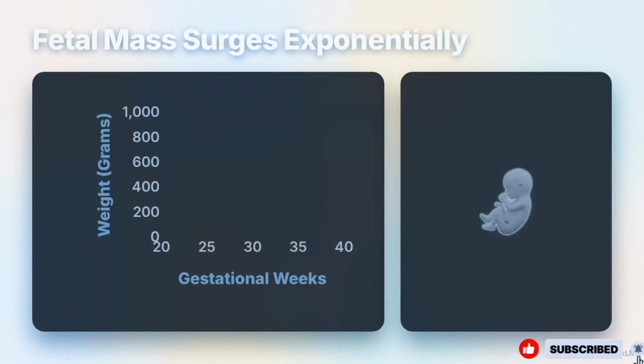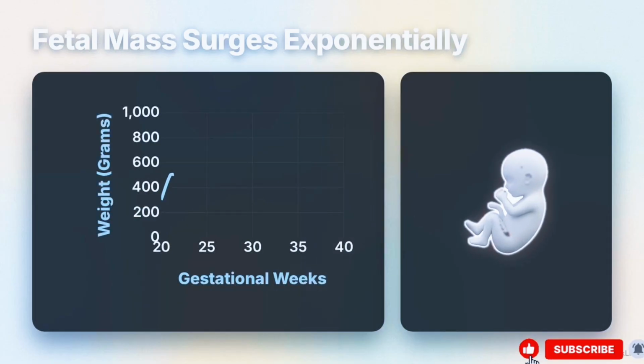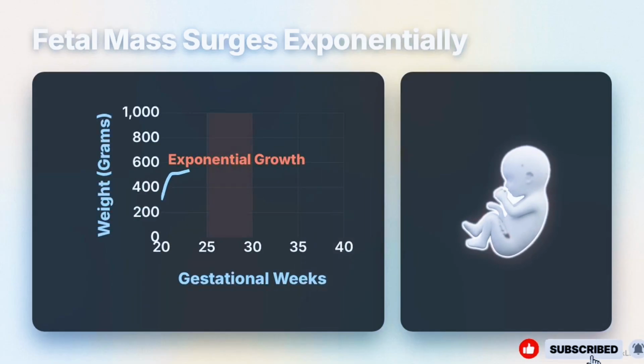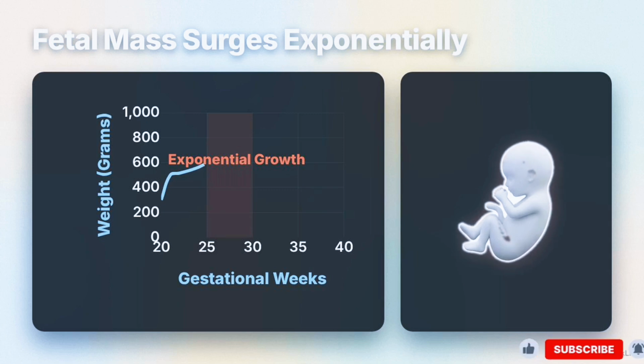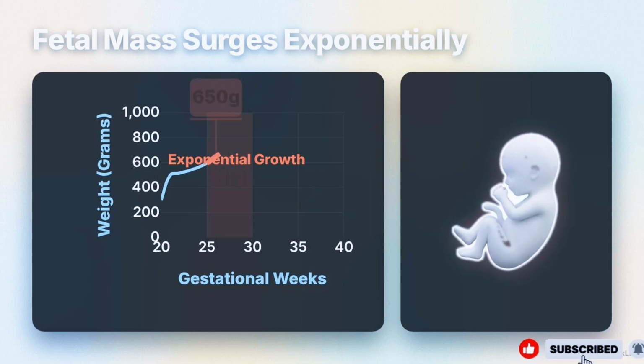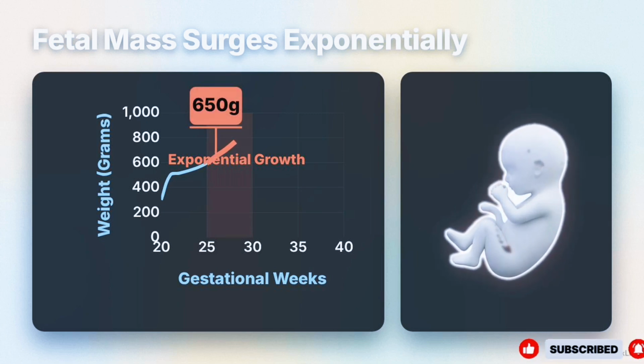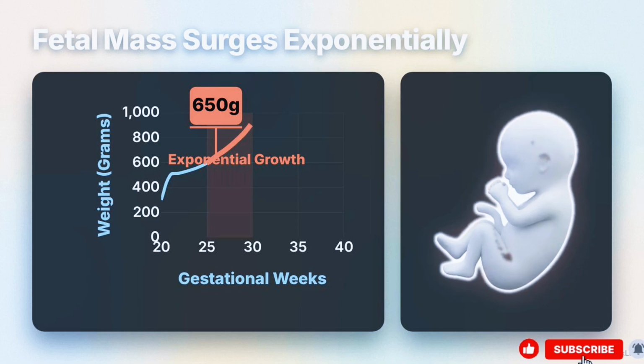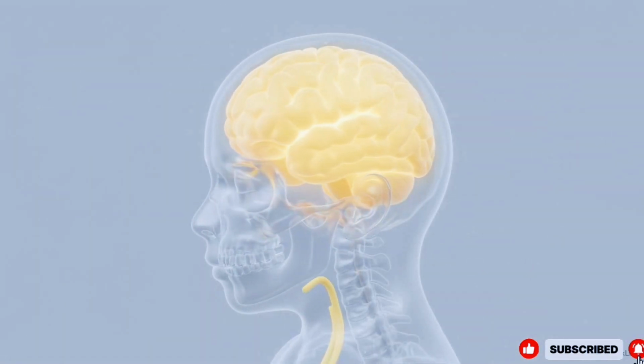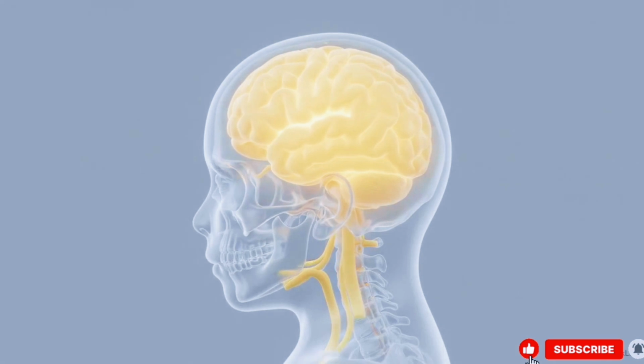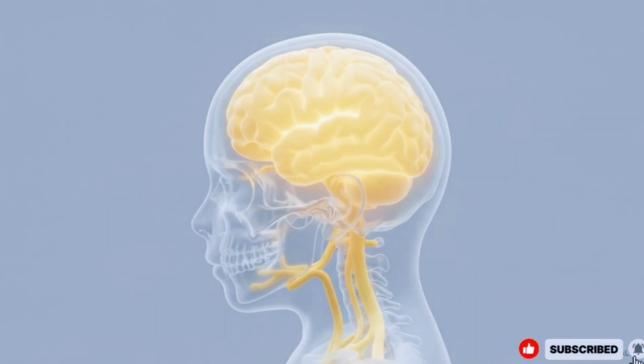This chart maps out fetal weight. As we move into weeks 25 through 30, you can see a sharp, exponential upward curve. The body is now heavily focused on accumulating mass, reaching roughly 650 grams. The brain expands rapidly during this window, developing enough complex wiring to take over control of some autonomic bodily functions.